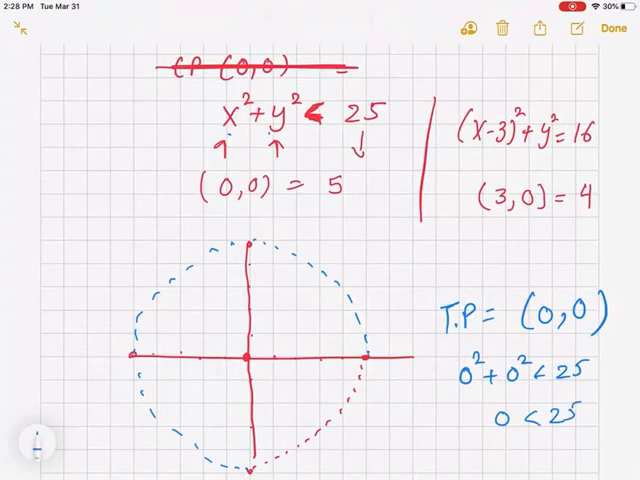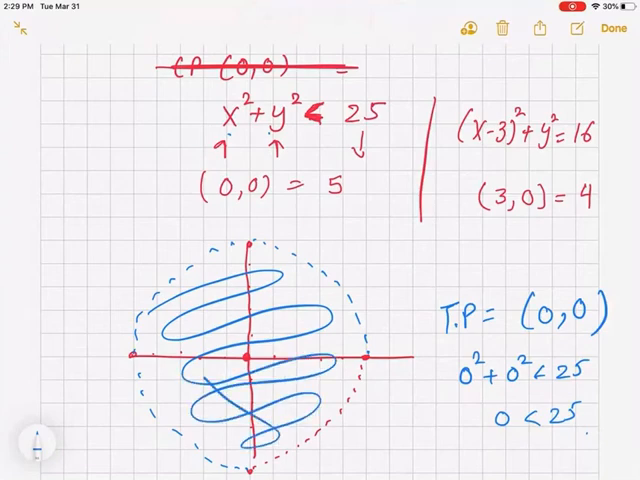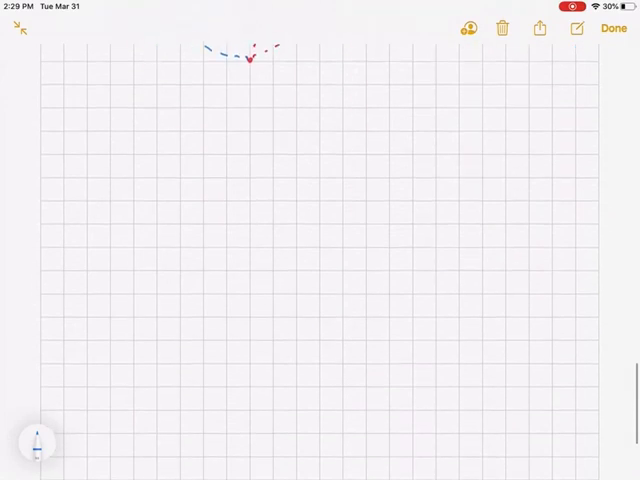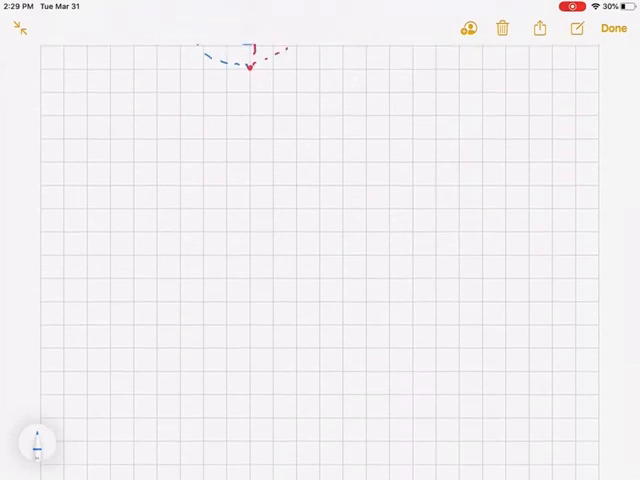So it means since 0 is less than 25, and 0, 0 is inside the circle, I would shade it. I would shade the inside area of this circle. But let's say if it's false, then I would shade outside this circle. All right, so that was the circle one. Now the last example I have left is quadratic.